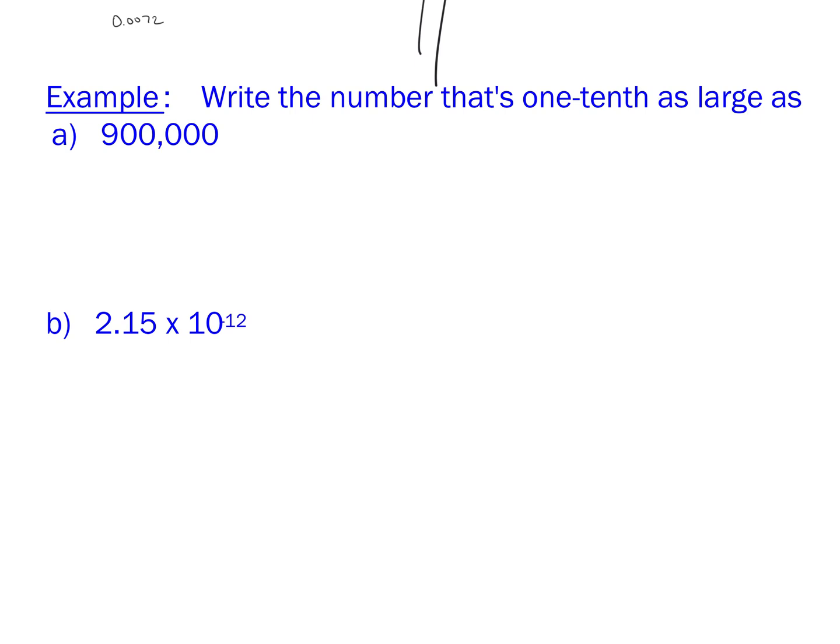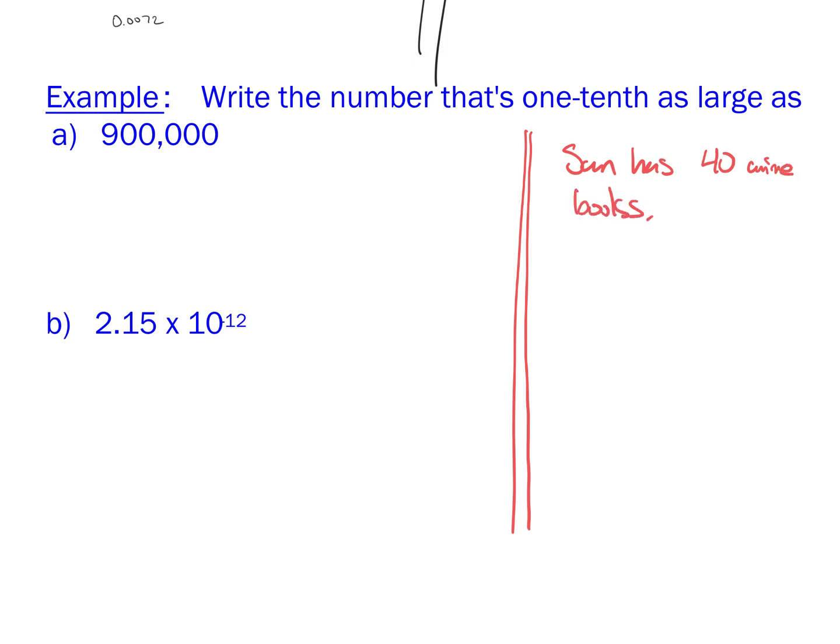Okay, let's do another little sidebar here. Let's say that Sam has 40 anime books. Okay? Sam has 40 anime books. Robert has 1/10 as many. How many does Robert have?